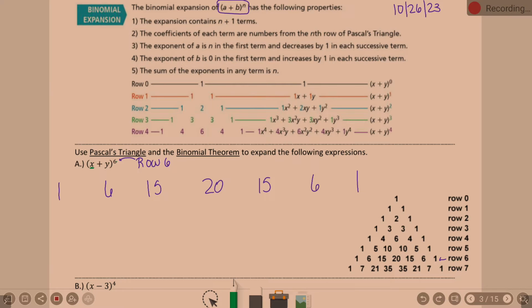So each of these spots gets a term. With the 1, we're going to put in x to the 6th. Then count down. With the 6 is going to be x to the 5th. With 15, x to the 4th. 20x to the 3rd. 15x to the 2nd. 6x to the 1st. And 1x to the 0. So you always start at your power and you always end at 0.